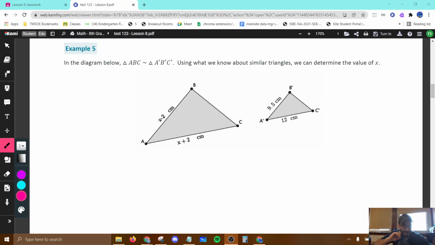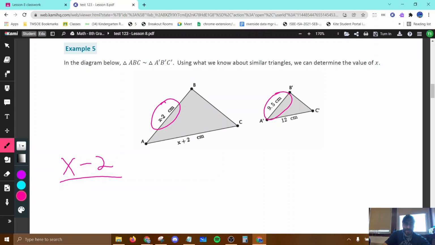All right, so for example 5, if you're wondering what the heck is going on here, we have two triangles. And if you've never studied this in geometry yet, these are similar triangles. So basically, you could put this in a ratio format. So we can make this into fractions. Since side AB here and side AB here are similar to each other, we would put this as x minus 2, which is this side right here, over 9.5. And that should equal x plus 2 over 12.